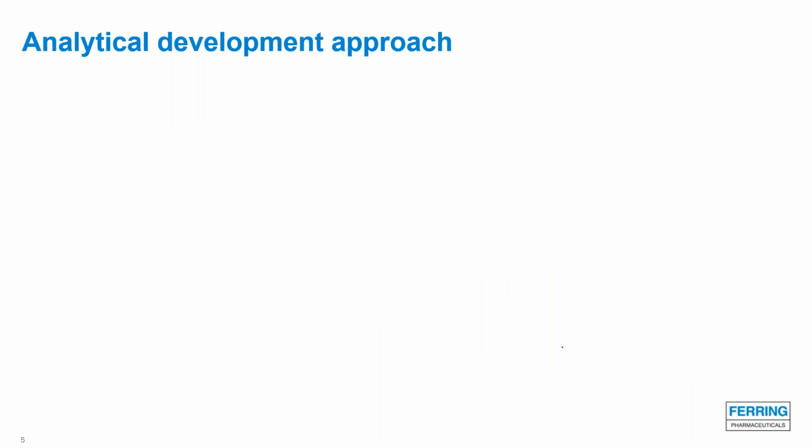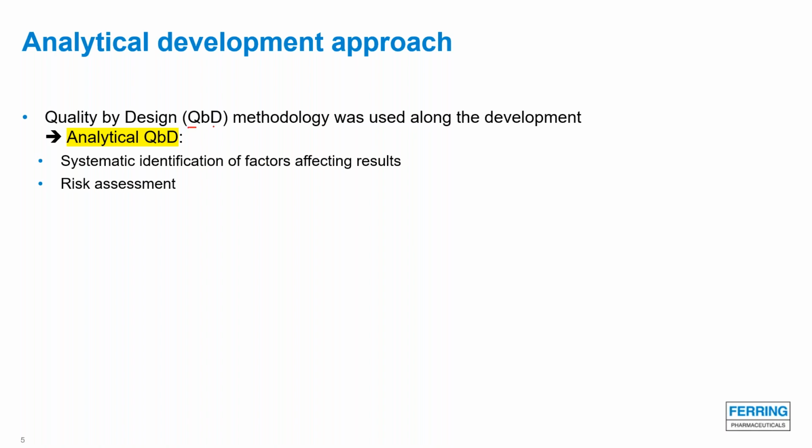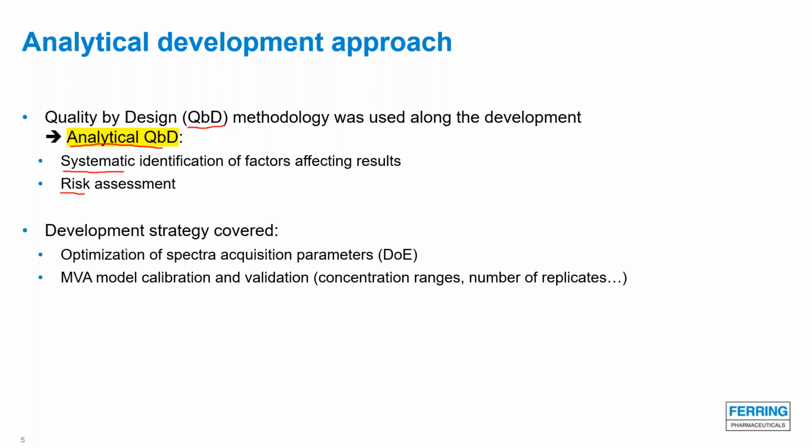A few words about the analytical development approach we have followed. We have used a QbD methodology, and you can say that we have used an analytical QbD approach, which combines systematic identification of factors that could affect the performance and the results of the method, and also risk assessment to define where to put the effort, experimentally speaking, when we develop this method. Our development strategy has covered optimization of spectral acquisition parameters through using design of experiment.